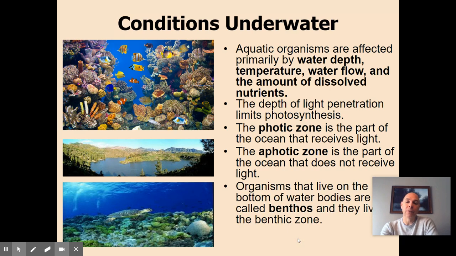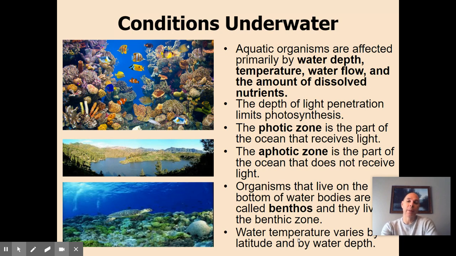Organisms that live on the bottom of a water body, whether it's a lake or an ocean or a pond, we call the benthos, also called the benthic zone. That is an area where light may penetrate to the bottom, so we may have plants there, or there may not be light, and therefore there are generally fewer organisms found in the benthic zone.